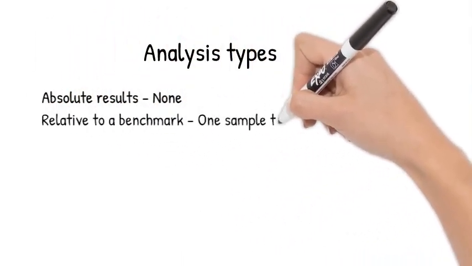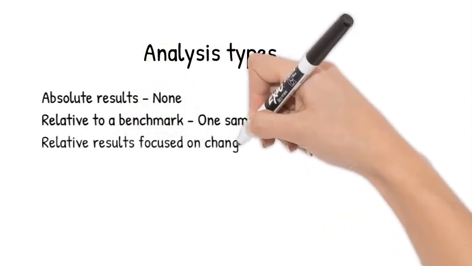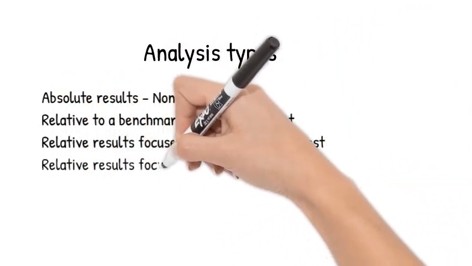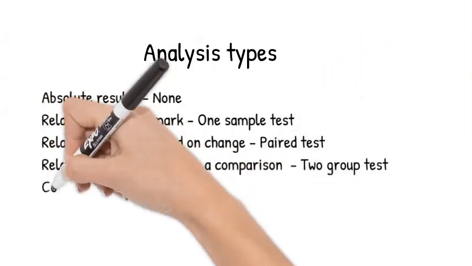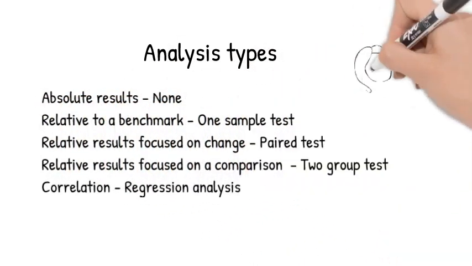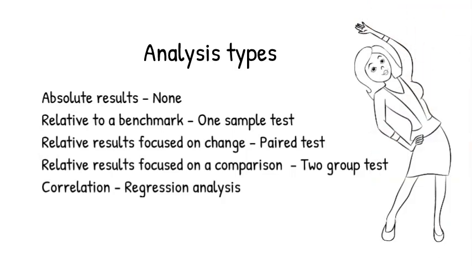Each data type has its own analysis type. When you're looking at absolute results, you don't really need a lot of analysis since there's not really an evaluative component. When you're looking at data relative to a benchmark, you would use a one sample test that compares the data that you gathered with your benchmark. If you're looking at relative results focused on change, you would want a paired test that compares the pre-results with the post-results. If you're using relative results focused on a comparison, you would use a two-group test where you can compare between groups. And finally, for correlation, the most common type of analysis is regression analysis.